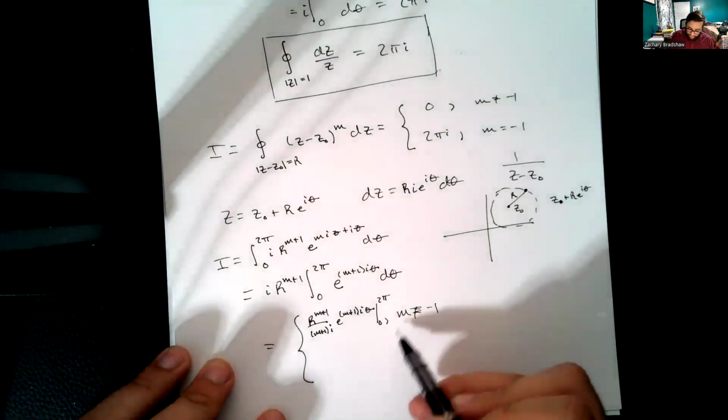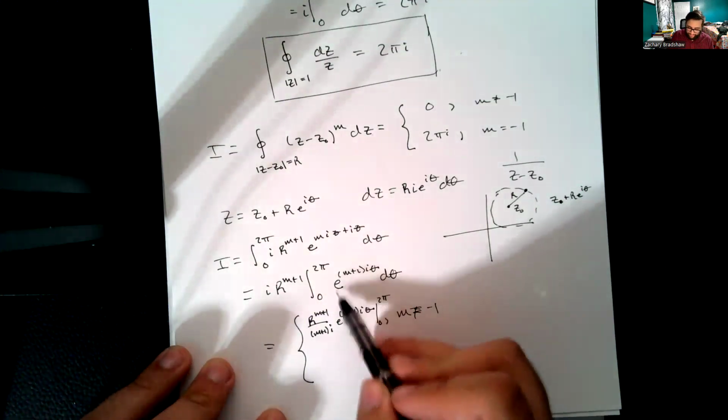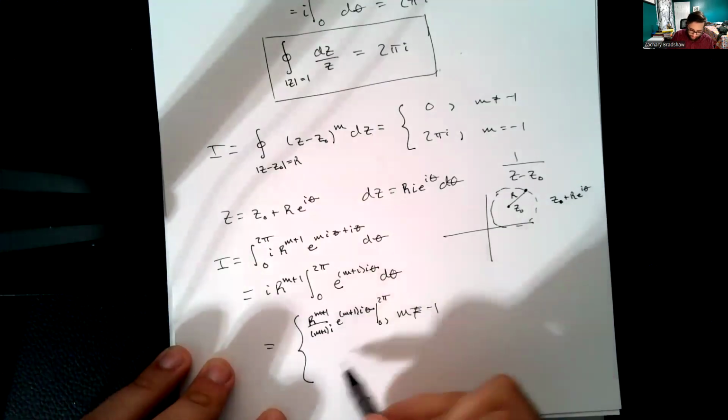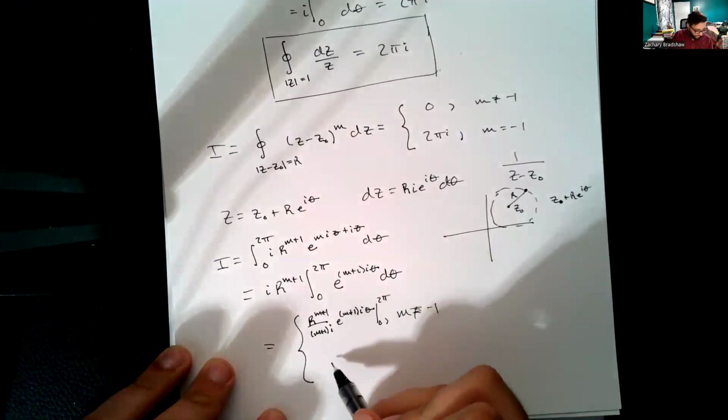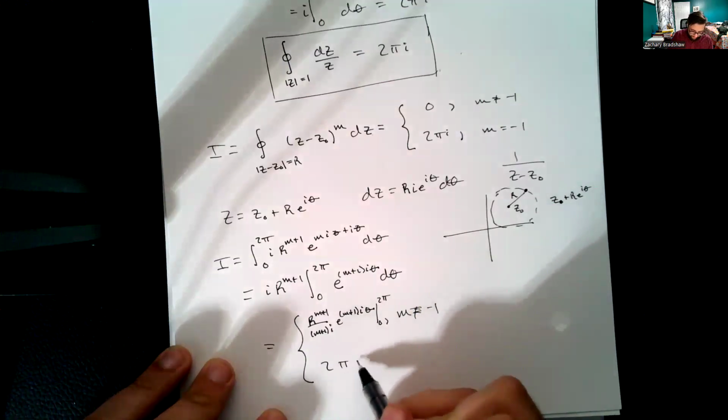But when n is equal to minus 1, suddenly this exponential is just equal to 1. And what we find is that the integral evaluates to 2 pi i. So this becomes 2 pi i.